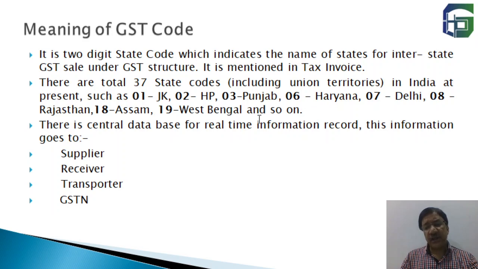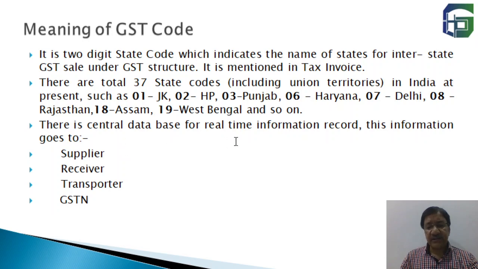So every state has been allotted a 2-digit state code number. Suppose you are purchasing a product from a supplier of Delhi, and a customer of Assam is purchasing. Then the Delhi supplier will prepare the tax invoice, and in the tax invoice he will write the code of Assam, 18, because the buyer is from Assam. So this is a 2-digit state code number.